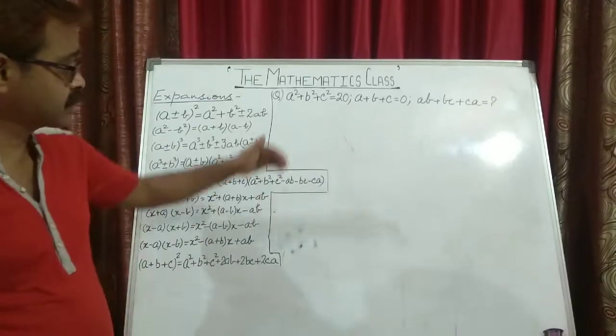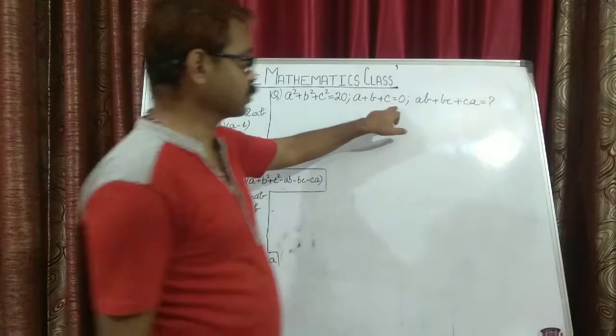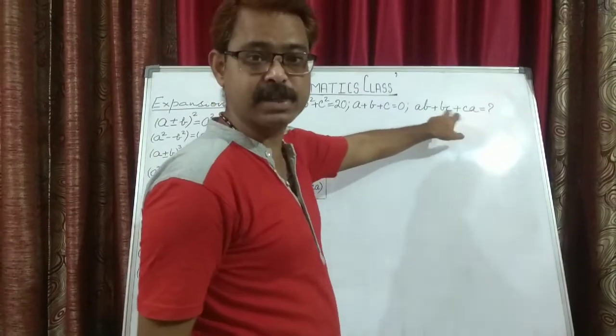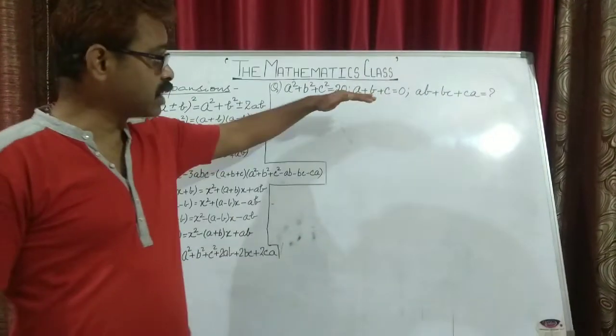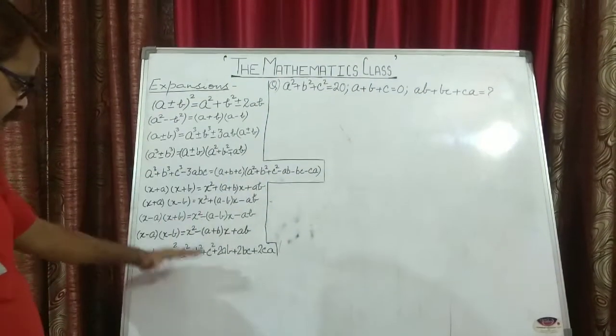Next question I have taken is a square plus b square plus c square is equal to 20. a plus b plus c is equal to 0. You have to find the value of ab plus bc plus ca. Now which identity is used in this? Just look at them. I think you will find this one.